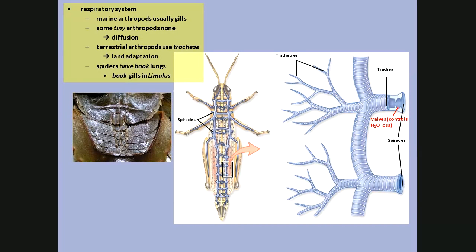There we go. I think this is pretty close to where we stopped last time, wasn't it? We were talking about the different sensory systems, the respiratory system. Marine arthropods usually have gills.